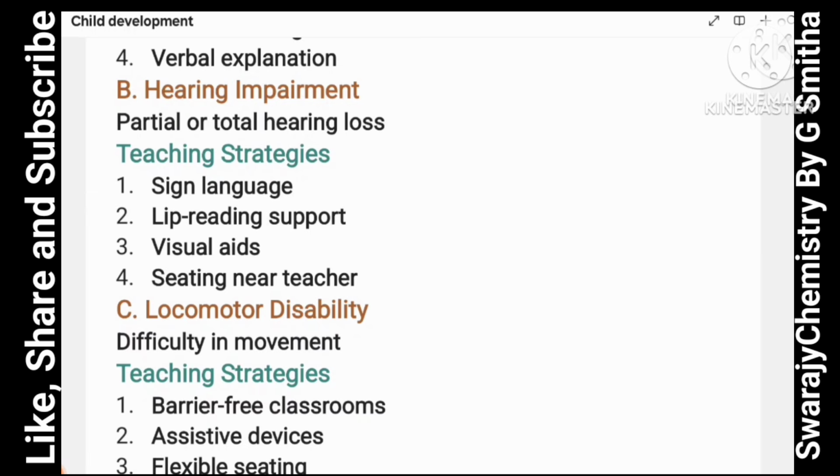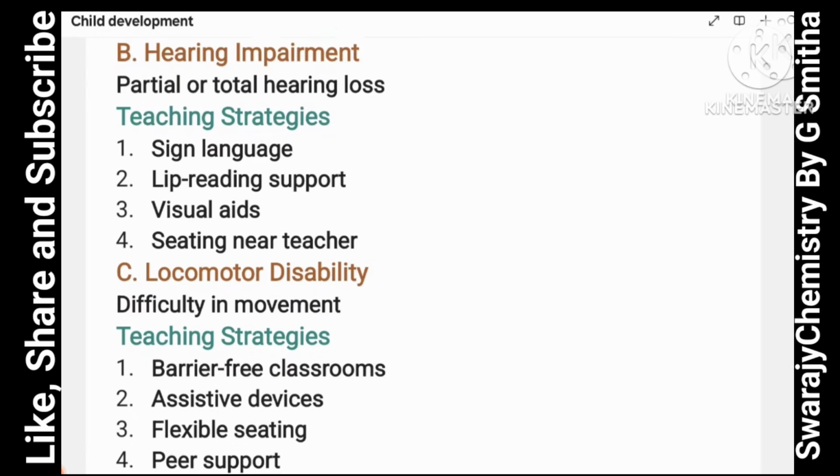The second one is lip reading support. Some children understand by watching the teacher's lips while speaking. The third one is visual aids. Teacher should use pictures, charts, diagrams, written instructions. This makes learning easier. The fourth one is seating near the teacher. The child should sit near the teacher to see facial expressions, hear better, focus easily.